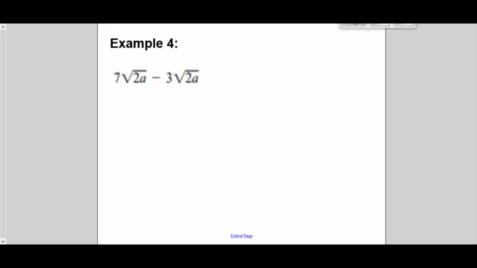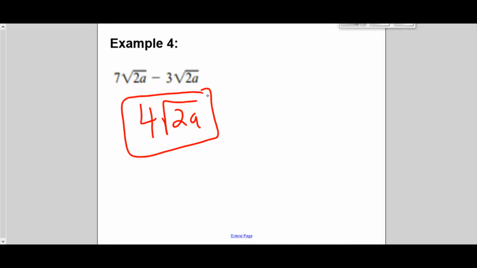Example 4. So 7 square root of 2a minus 3 square root of 2a. I want you to give that one a try. Check, is what's underneath the radicals the same? If they are, combine like terms. So hopefully you gave this one a try. You realized that what was underneath the radical, they both had a 2a underneath there. So you just combine like terms. So 7 minus 3 is 4, and then they both have the square root of 2a.